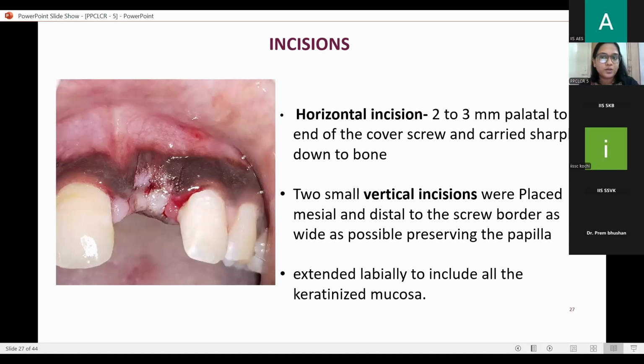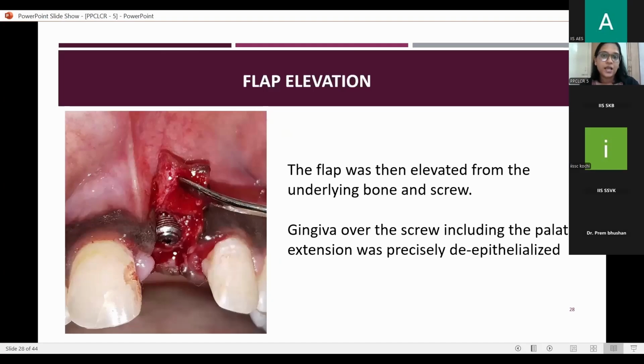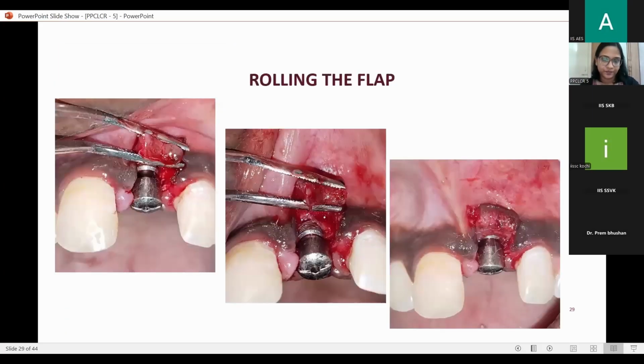Another 2 small vertical incisions were placed mesial and distal to the screw border as wide as possible, also preserving the gap. And it was extended labially to include the keratinized mucosa. And the flap was then elevated from the underlying bone and screw, and gingiva over the screw, including the palatal extension, was precisely de-epithelialized. This is the technique of rolling the flap.